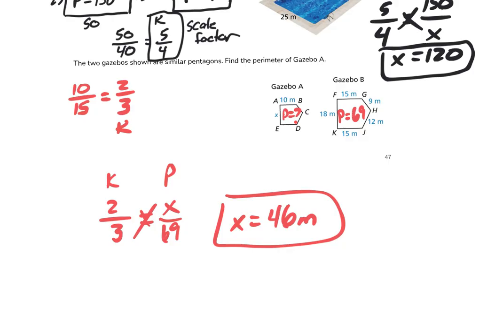Okay. So I didn't find all 5 sides of this, but I did find the perimeter based on that. If I would have found all 5 sides and added them up, I would have got 46. But it's kind of a shortcut. And that's how we can use the ratio to find our perimeter.